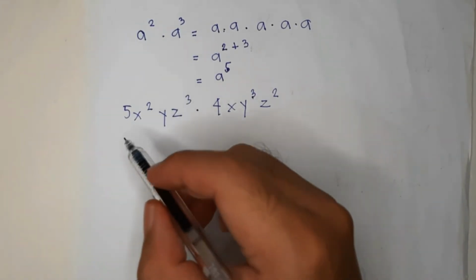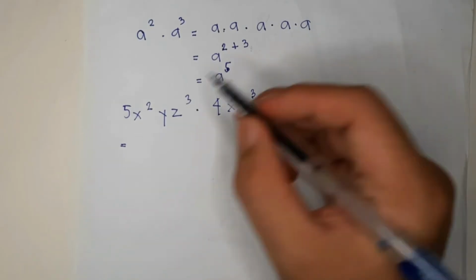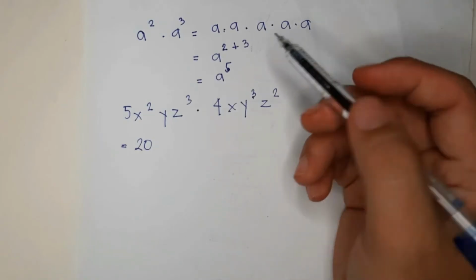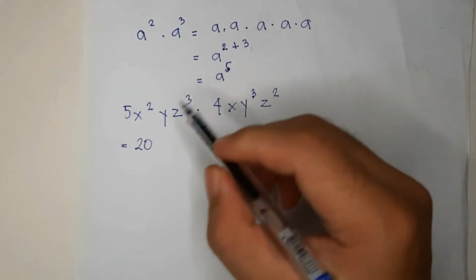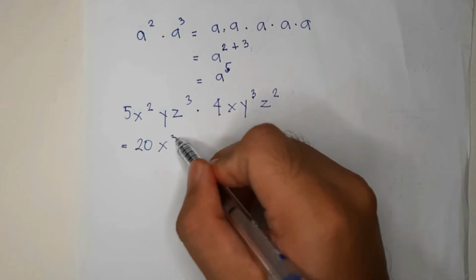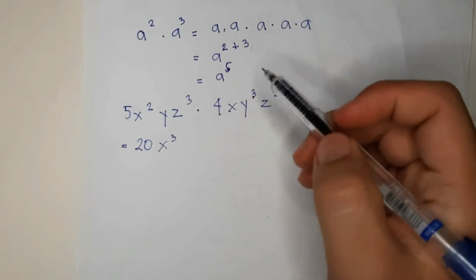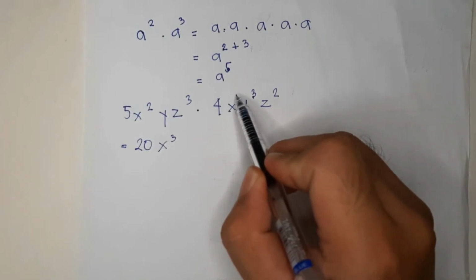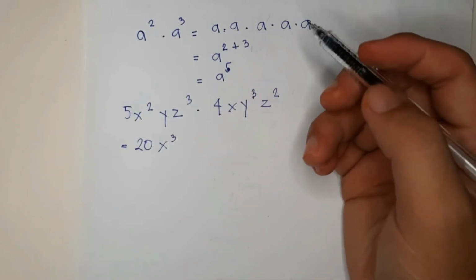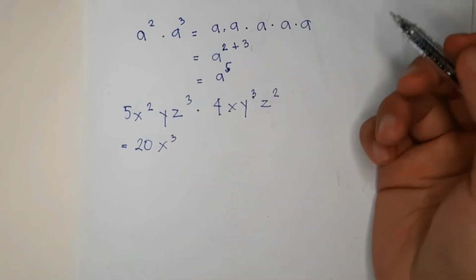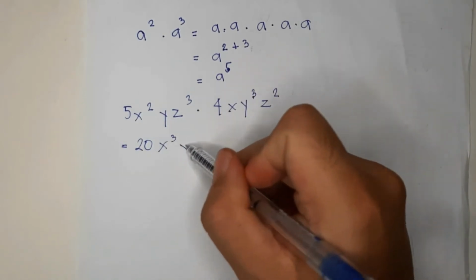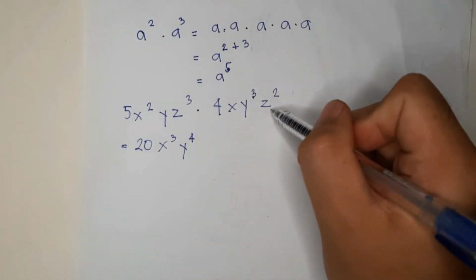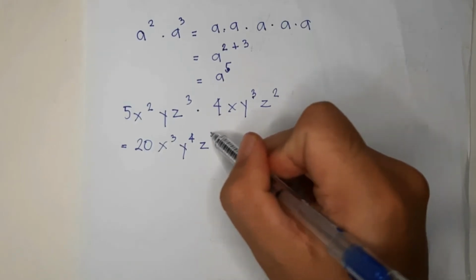which is 5 times 4 is 20. And then we have our literal coefficient, which is x squared times x is x cubed, because we are just going to add 2 plus 1, which we have imaginary 1 exponent here. So next we are going to multiply y times y cubed is y to the 4th power. And then z cubed times z squared is z to the 5th power.